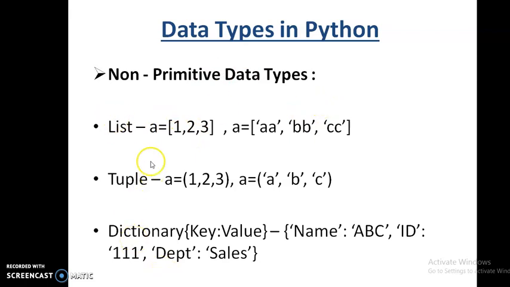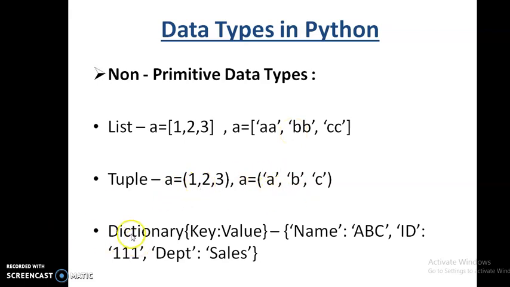There are three types of non-primitive data types. First one is list. Here you can see how the list is created. A equal to 1, 2, 3 or A equal to AA, BB, CC. It is a list of strings and it is a list of integers. So list is basically for listing the elements, and it is declared by using square brackets. Now let us see what is tuple. Tuple is very similar to list and it is declared by using round brackets.